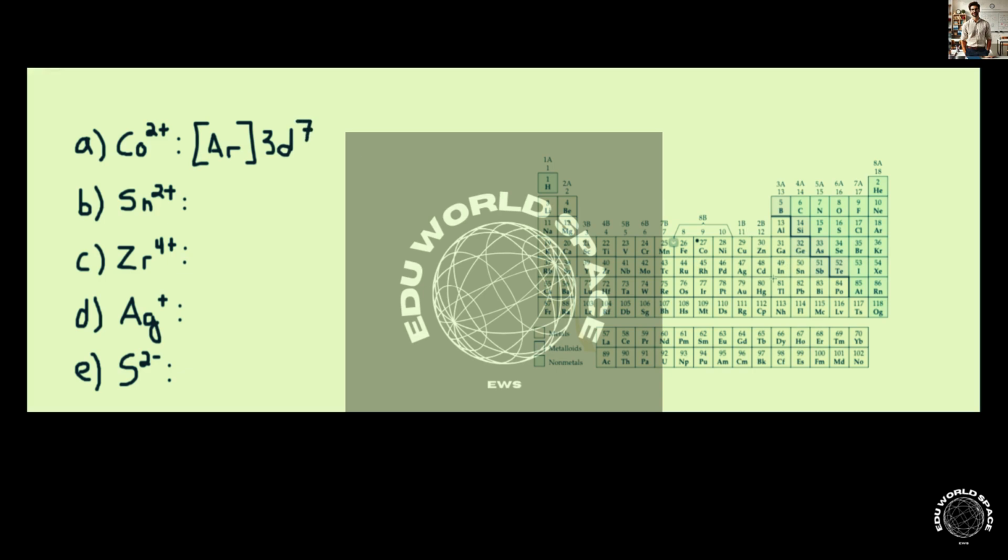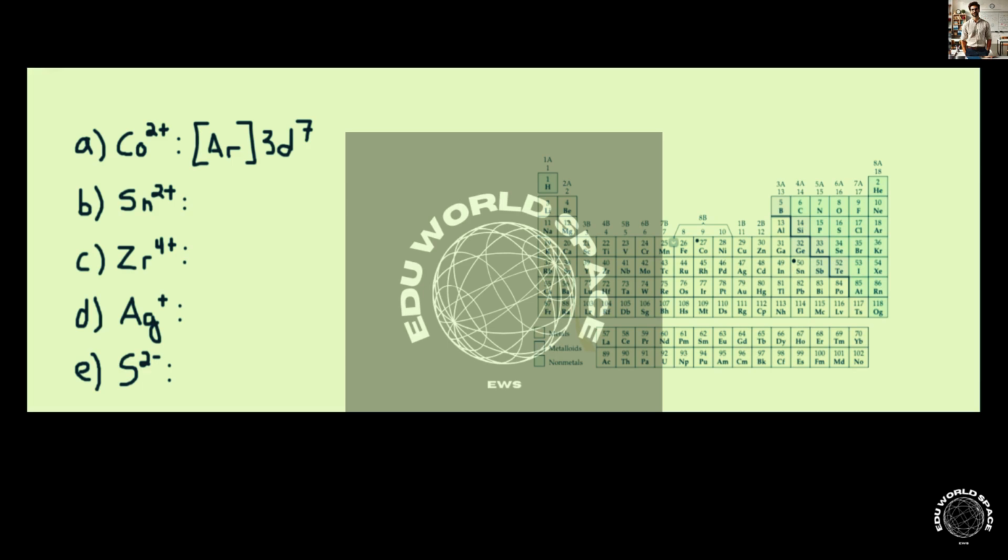Okay, next is tin 2+. Tin is right here. Normally, it has atomic number 50. Its normal electron configuration is krypton, 5s2, 4d10, 5p2. So one more time, krypton, 5s2, 4d10, 5p2.